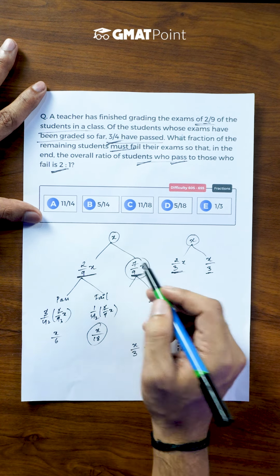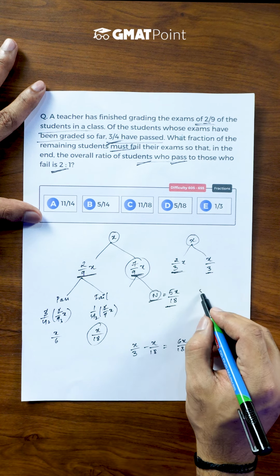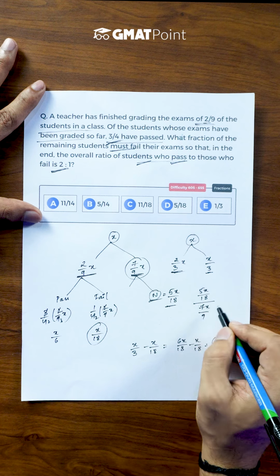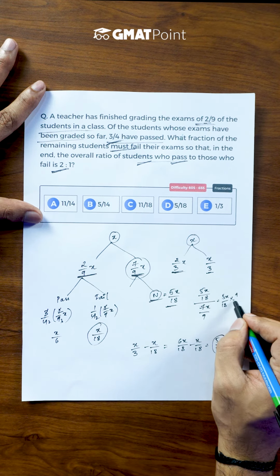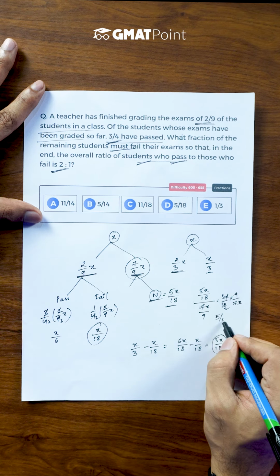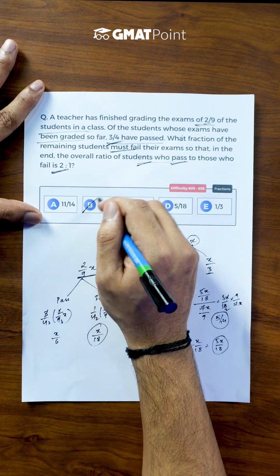So the value of n is nothing but 5x/18. So out of the remaining students, the fraction of students that need to fail can be calculated as 5x/18 divided by 7x/9. That is equal to 5x/18 times 9/7x. We get the final answer to be 5/14. So the correct answer is option B.